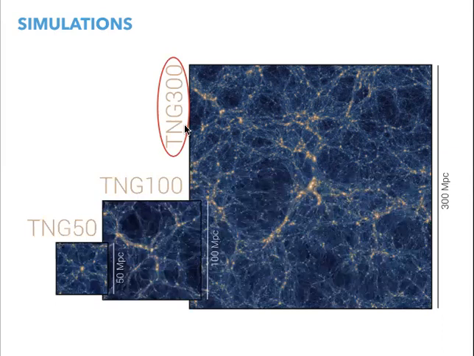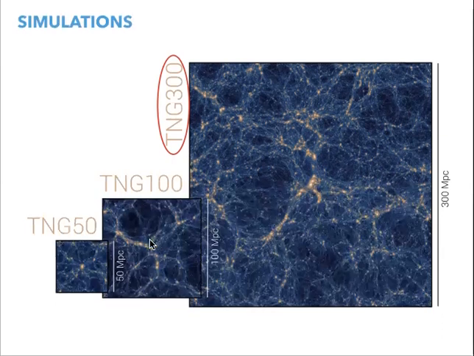IllustrisTNG 300 is a simulation with a box size of 300 megaparsec, and it contains physics such as star formation, supernova feedback, magnetic fields, AGN and AGN feedback, and so on. The box size is large enough for us to have very good statistics, and its resolution is also good enough for our purpose.